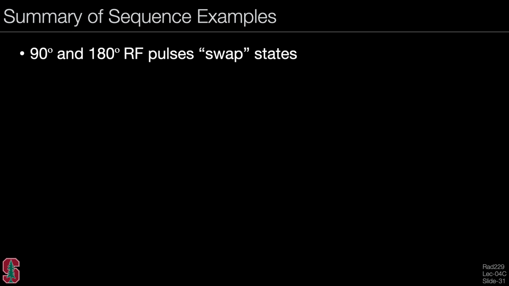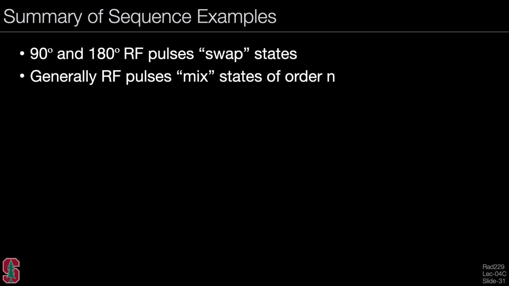Okay, this brings us to our summary for this lecture. The 90 and 180 degree RF pulses tend to swap magnetization between states, so these rotation matrices can have zeros in them. We generally see RF pulses mixing states of order n, but remember the RF pulse cannot create twists or cycles in the longitudinal magnetization.